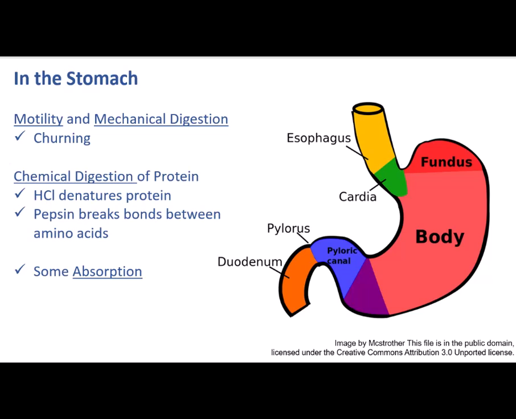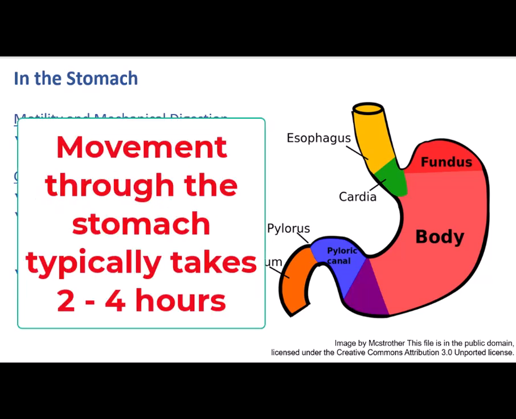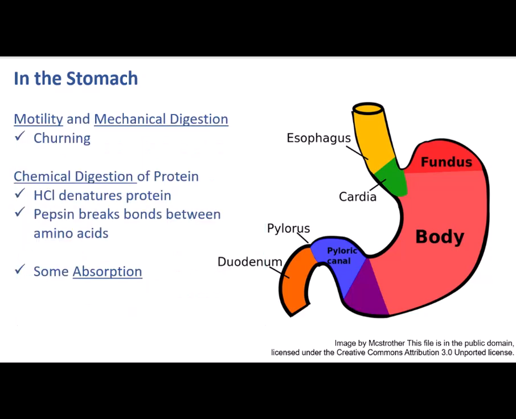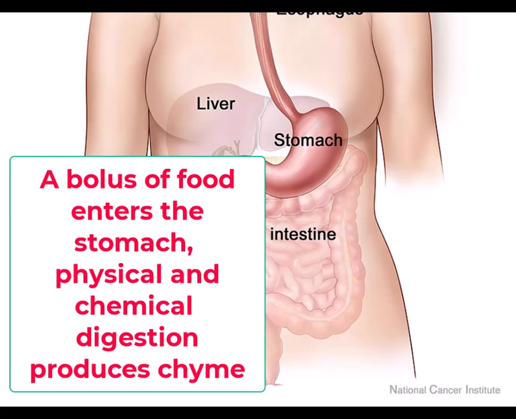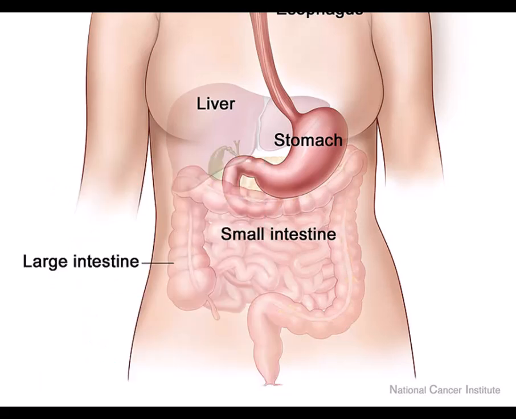Now, depending on how much you ate and what you ate, movement through the stomach can take anywhere from 2 to 4 hours. At the end, chyme has been formed. This is a semi-fluid pulp-like mass of very acidic, partially digested food, and this will now move into the small intestine. The small intestine is an incredibly busy place.